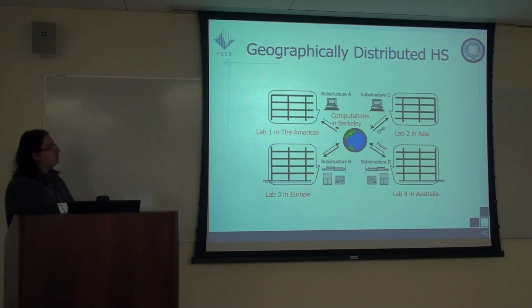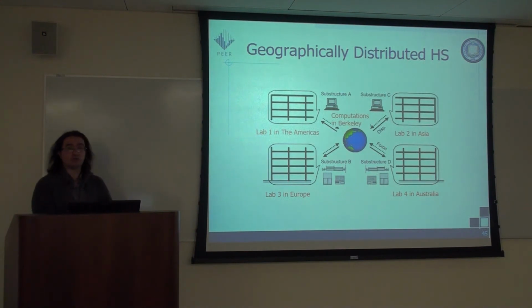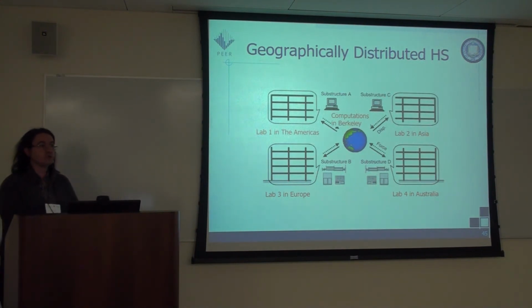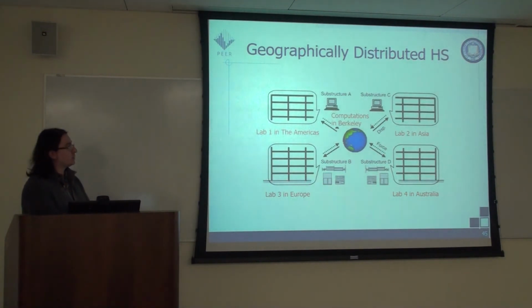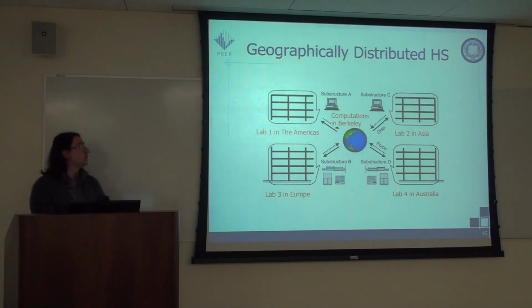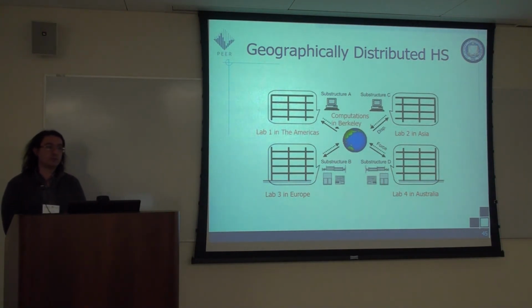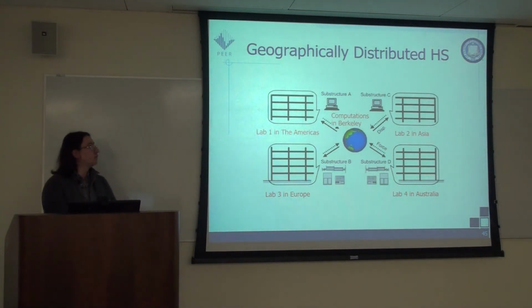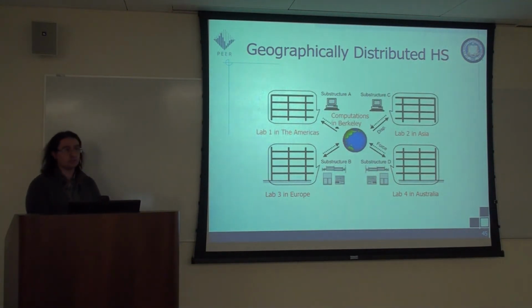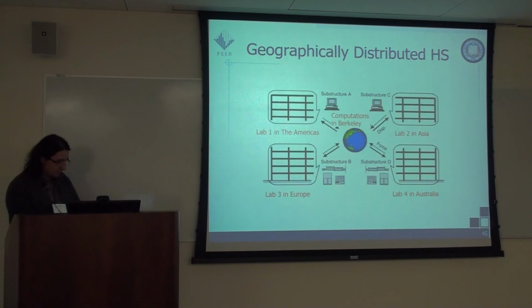The geographically distributed hybrid simulation is actually a direct consequence of substructuring. So instead of having different substructures in the same lab, if we have them in different labs, and even if the computation is done from some other location, all of these components can talk to each other through the internet, which makes geographically distributed hybrid simulation possible.